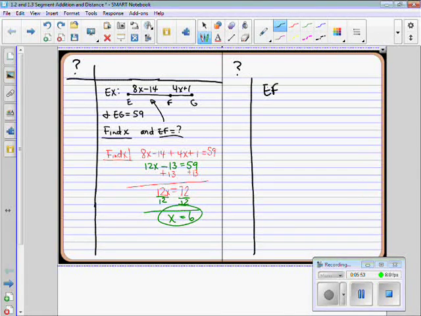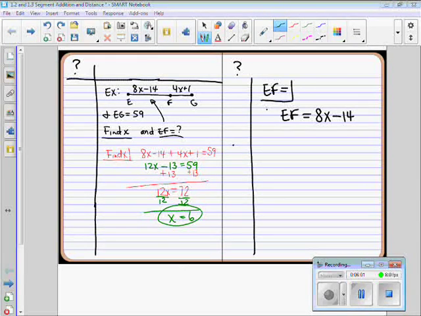So EF equals. And so now it's just a matter of taking that x equals 6 and plugging it in for the expression of EF. Looking back at the drawing, I can see EF is expressed with 8x minus 14. So now I'll take that 6 and plug it in. And after simplifying, I find that EF is equal to 34. So I'll just circle that and have it as my answer.